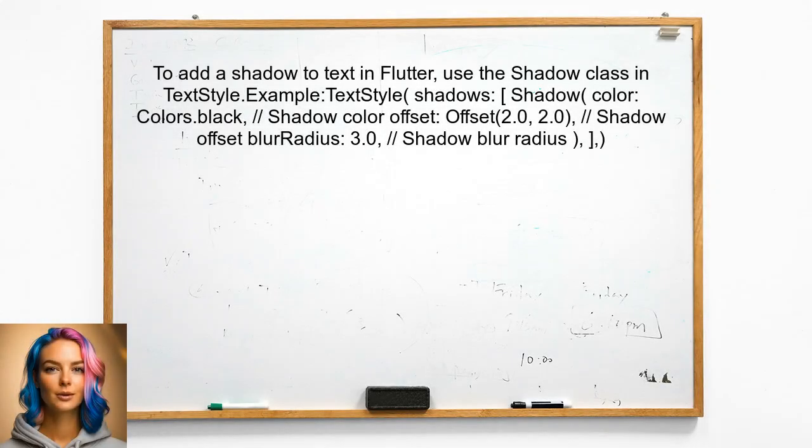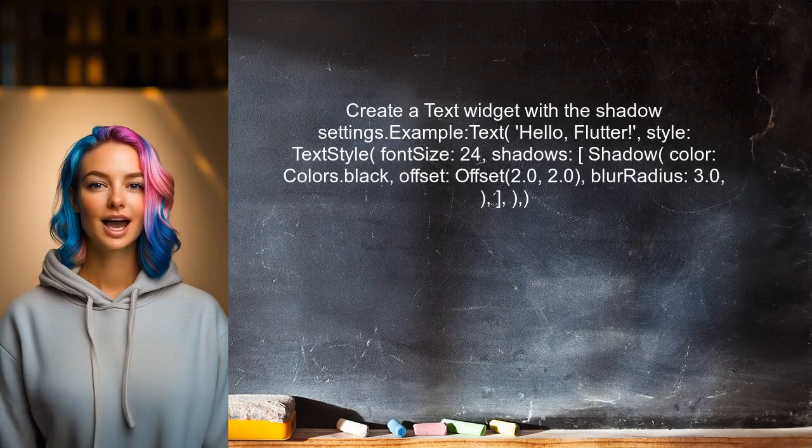To add a shadow to text in Flutter, the user should utilize the Shadow class within the TextStyle. This allows for customization of the shadow's color, offset, and blur radius. Next, the user should create a Text widget and apply the TextStyle with the shadow settings. This will ensure the shadow appears behind the text.